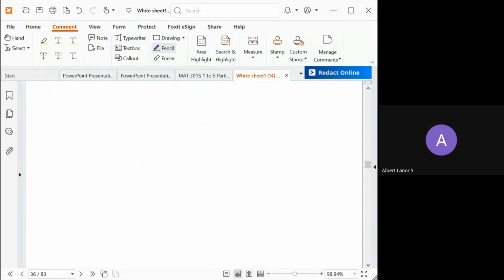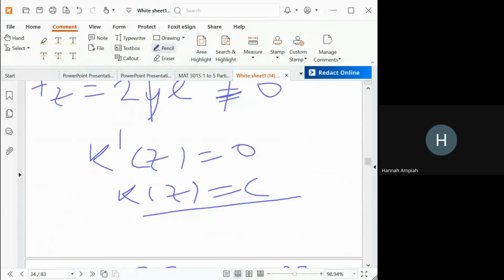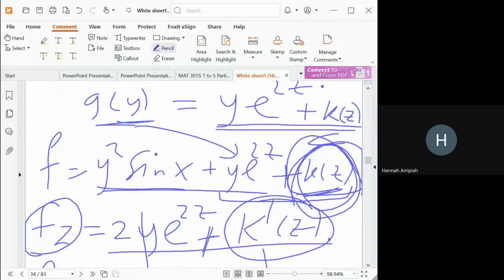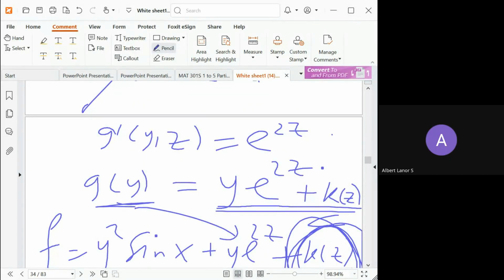And yeah, Dr. Ampia, your hand is up. Sir, please, is it a rule for you to replace the g of y and z with the e exponent 2z? Is it a rule? I said g of y comma z equals the 2 exponent e exponent 2z. Is it a rule?